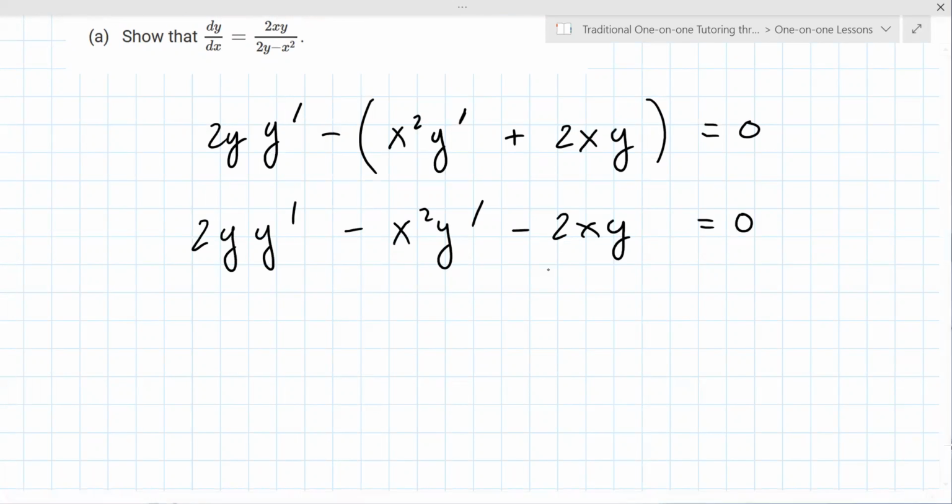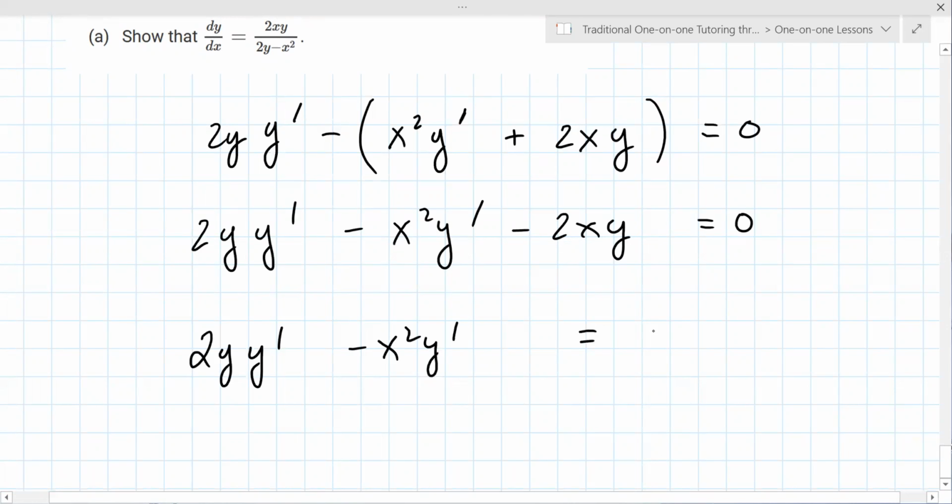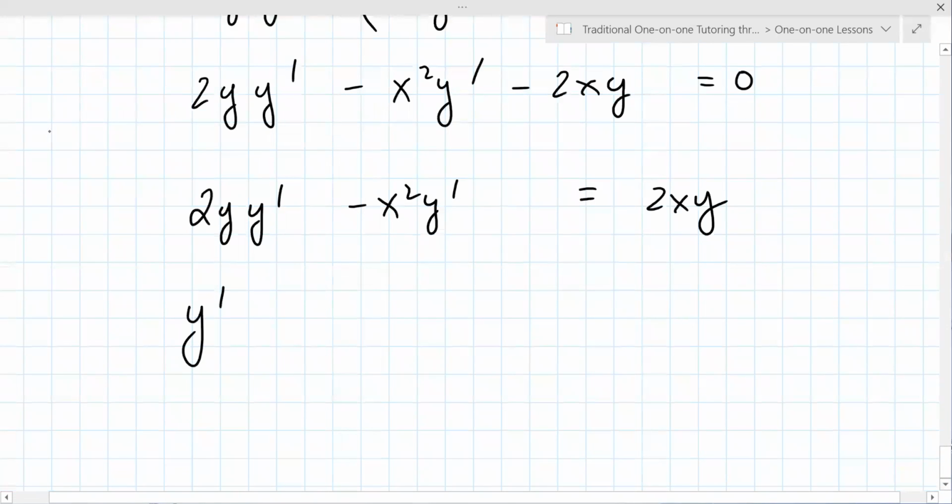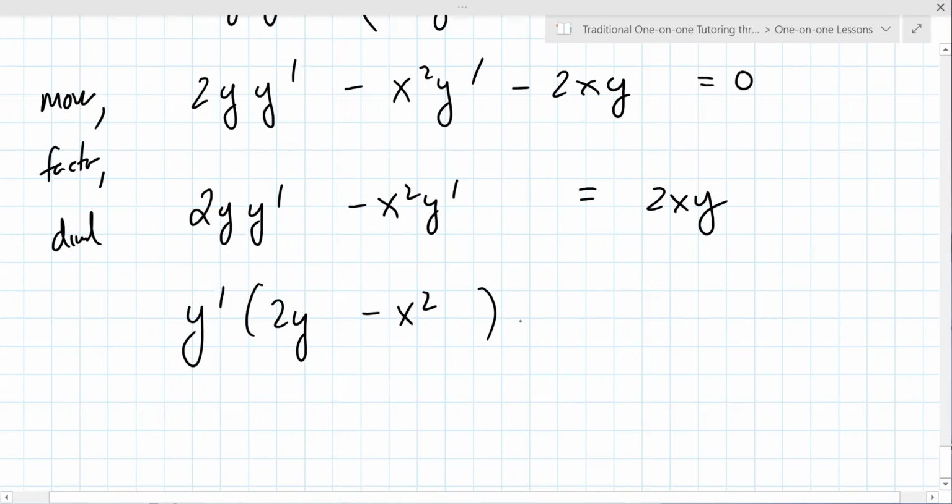I'm going to move this to the other side. So it's 2y y prime minus x squared y prime equals 2xy. And then you factor out the y prime. So we got the move, the factor, and then the divide step. It's y prime times (2y minus x squared) equals 2xy, and then divide by 2y minus x squared.